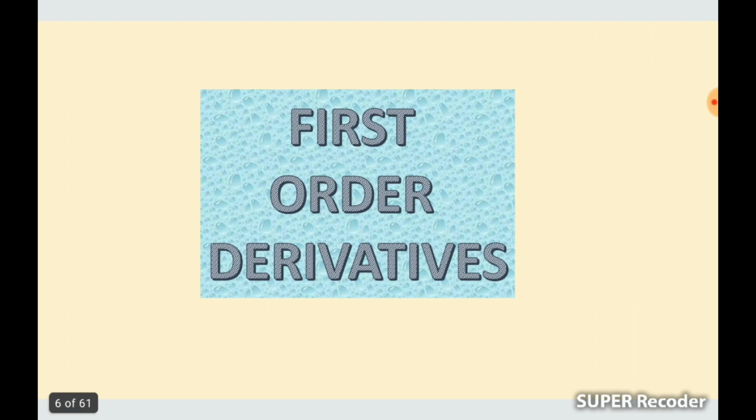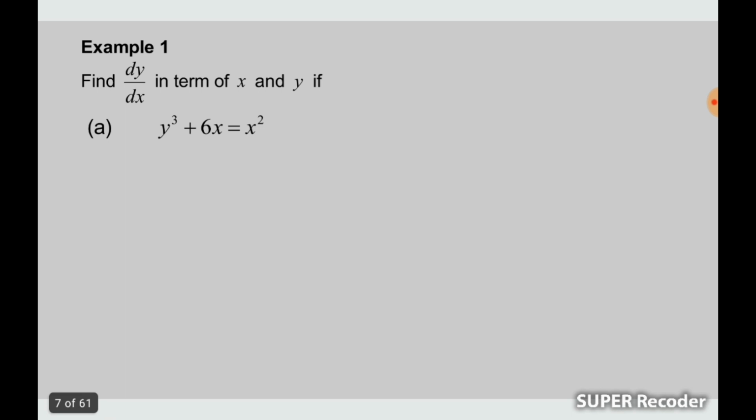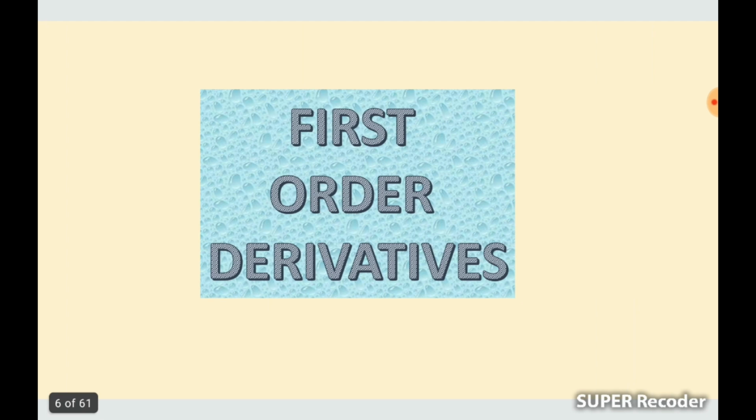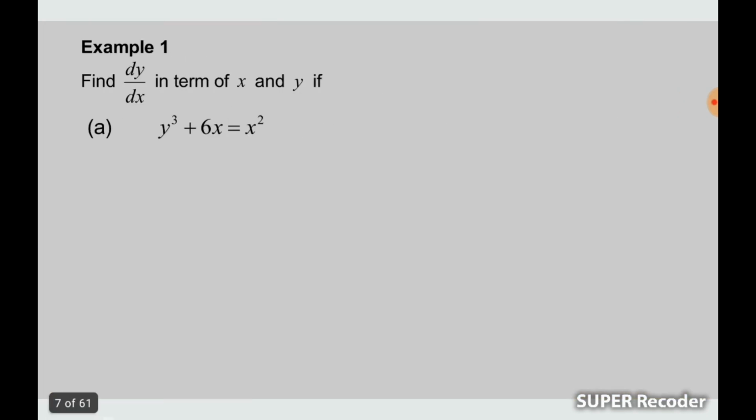Okay, now we move to first order derivative. Example 1. Find dy/dx in terms of x and y if given the function as y cubed plus 6x equals x squared. Now we differentiate each term with respect to x.